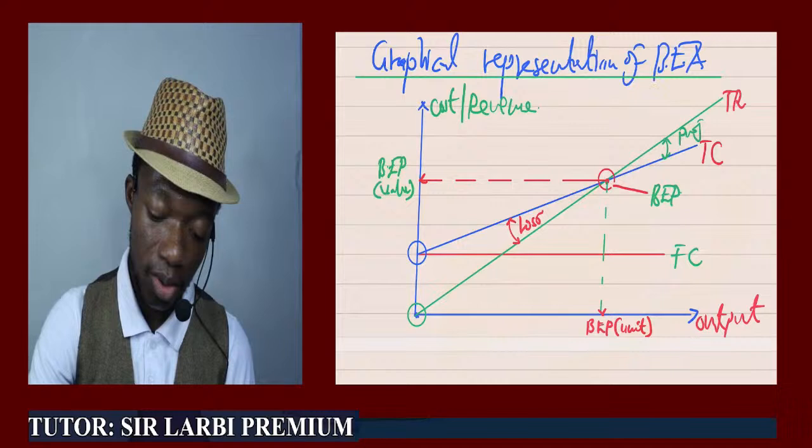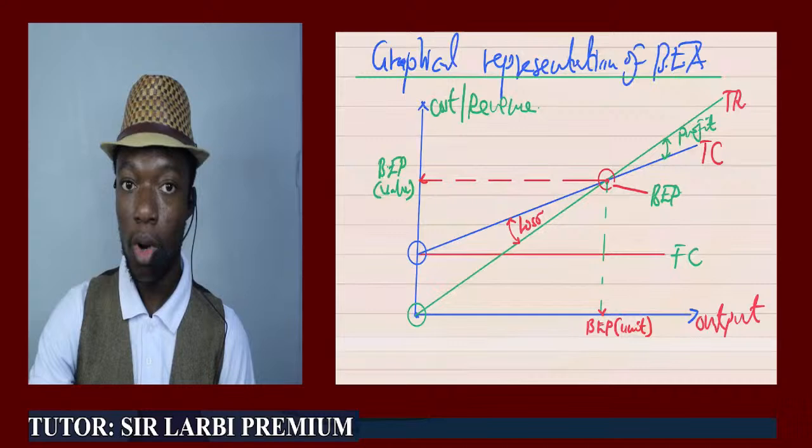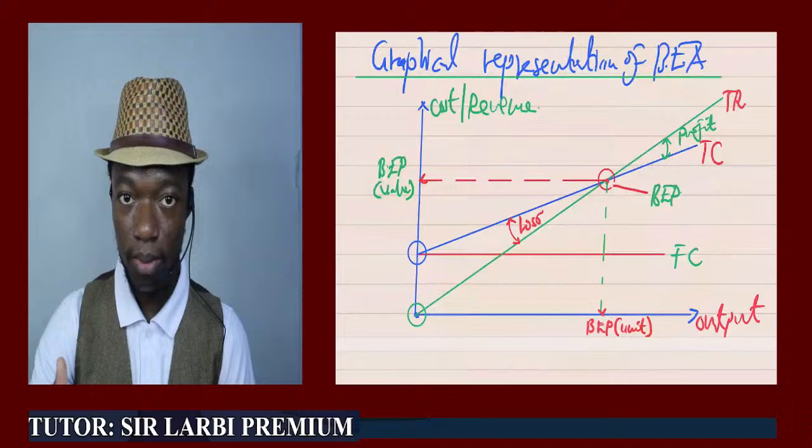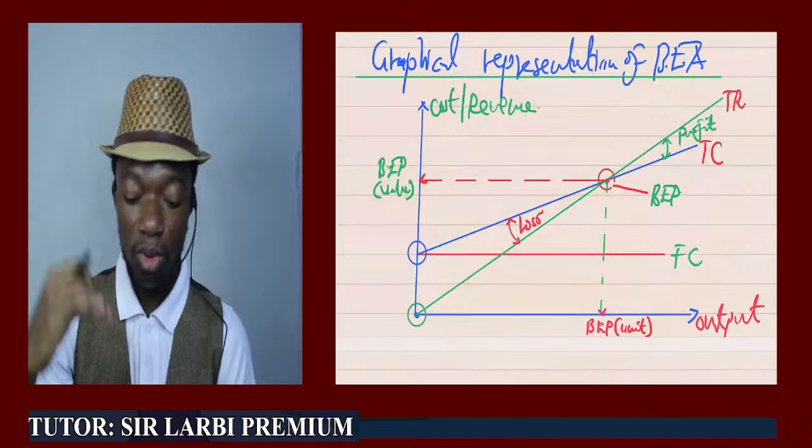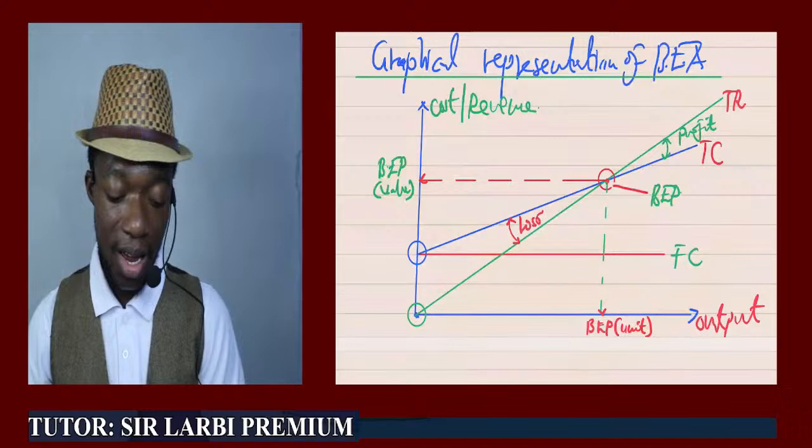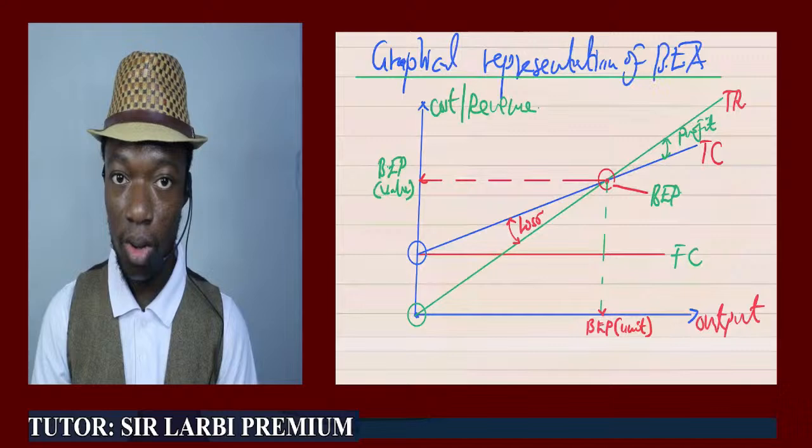So the angle below the break-even point is called the loss area, and the angle beyond the break-even point is called the profit area. So now we know what a break-even point in units is, what a break-even point in value is, what a break-even point is. We know what a loss area is and what a profit area is.